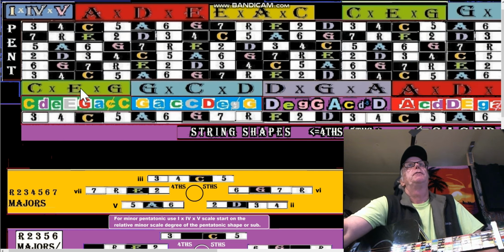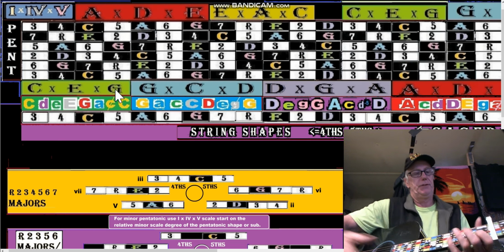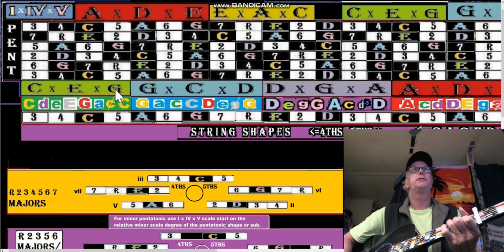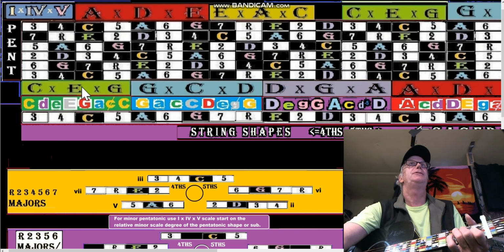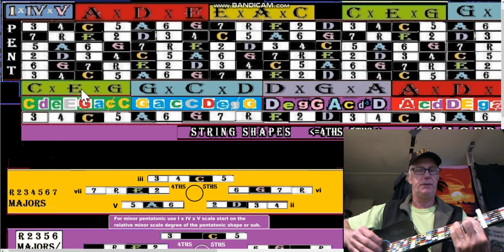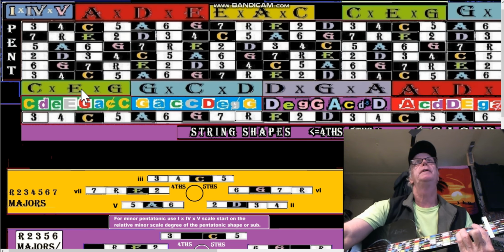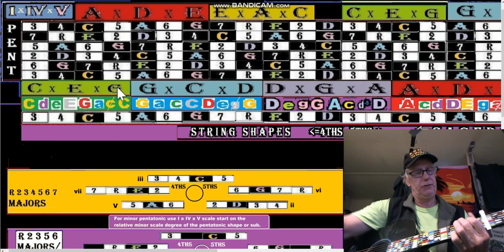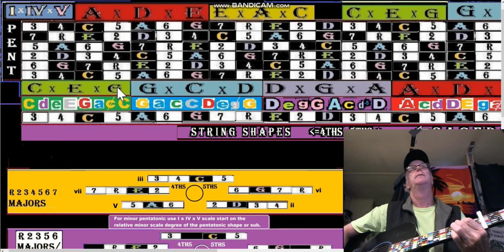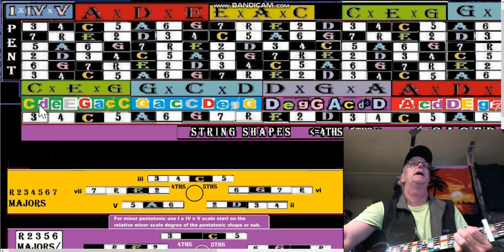Each box has a fourth and a fifth, so the C would be, and its fourth is E shaped. So the fourth of C is F. You have to bar that one. And then its fifth is G shaped, like that, okay? And then we have the minor. So here's our C, here's our E shaped fourth, here's our G shaped fifth.